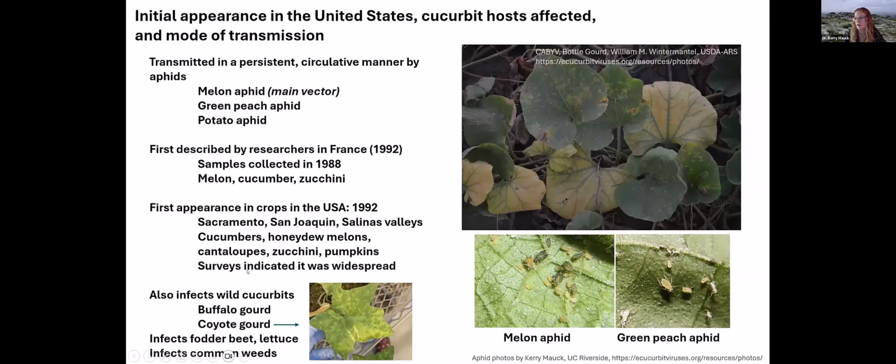So surveys at that time indicated that it may have been here for quite a while and was already well established. And actually, in my own research, I have found that it's also widespread in wild cucurbits that are very common in the Southwest. And so this may have been the reservoir that held this virus for some time before it showed up in crops. It can also infect beet, lettuce, and a number of common weeds. And the transmission is mainly by the melon aphid, and that's shown down here in this first picture.